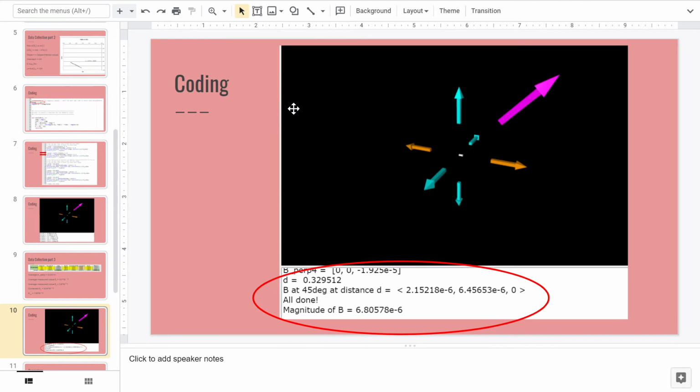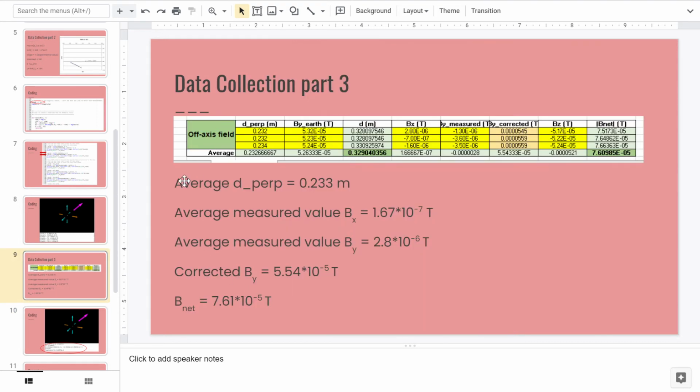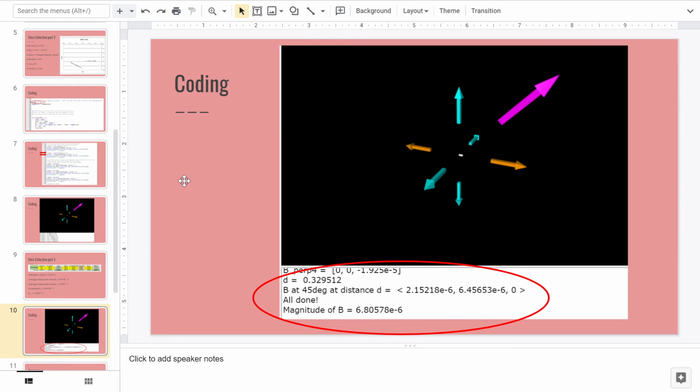As you can see in the coding, I also computed the magnetic field at a 45-degree angle, distance d, which is the same thing as the off-axis field, using the function that I wrote on GlowScript, and that is represented by the magenta arrow pointing in this direction. And this is the vector for it, and the magnitude was also computed just for fun.